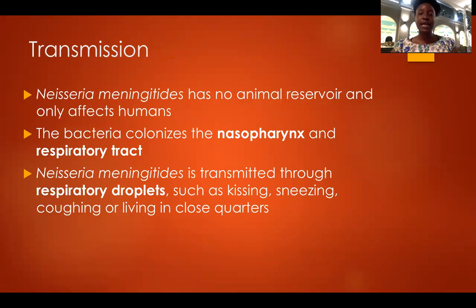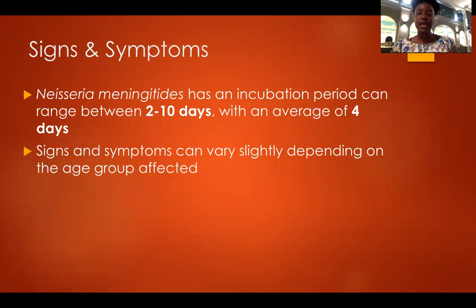Neisseria meningitidis has no animal reservoir and only affects humans. The bacteria colonizes the nasopharynx and respiratory tract. Neisseria meningitidis is transmitted through respiratory droplets. This can be transmitted through kissing, sneezing, coughing, or living in close quarters. Neisseria meningitidis has an incubation period that can range between 2 to 10 days, with an average of 4 days.